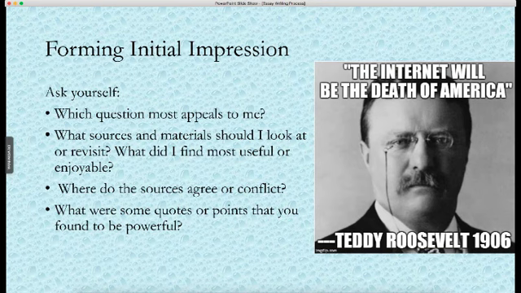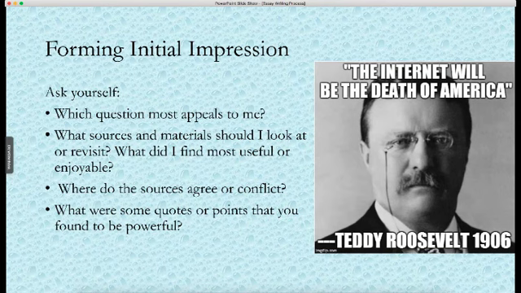So, to form an initial impression, the prompt is posted on D2L. Take a look at it. There's 4 questions. Figure out what question you are most interested in. Which appeals the most to you? Which do you think you can make the strongest argument for? And then select which question you want to work on. Once you have that, take a look at what sources best fit your question. What materials should you take another look at? What did you find the most useful, enjoyable, or what changed your mind about the materials so far?